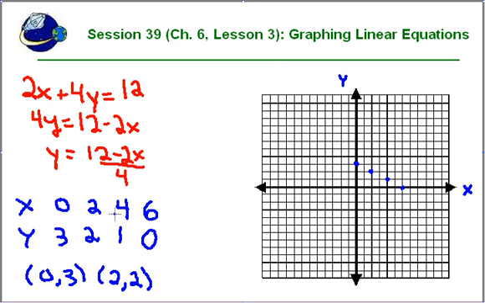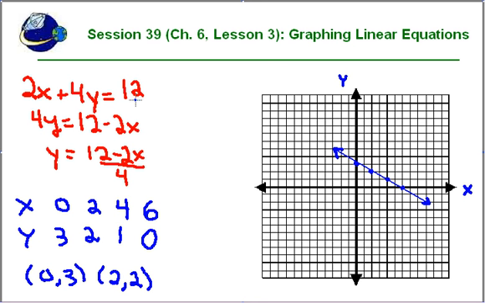Now, there are many more than 4 points that are answers to this equation. So I'm going to extend the line through those points and beyond to show you that this line actually does go on forever. One way that we would indicate that would be to put arrows on both ends of the line. So right here then would be the graph of the equation 2x plus 4y equals 12.